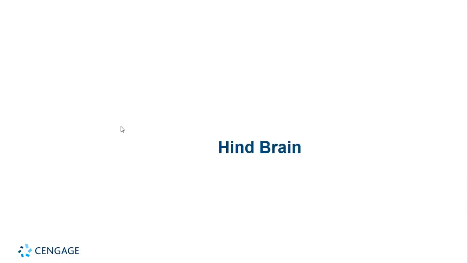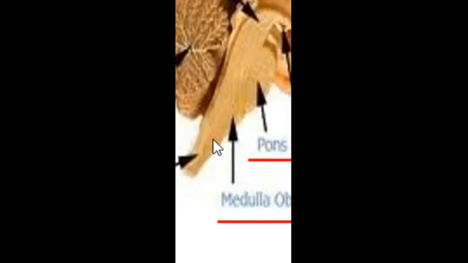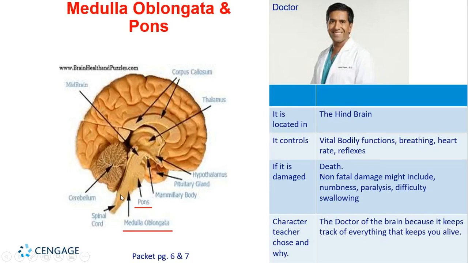Now, let me start here with the hindbrain. In the hindbrain, you have your medulla. Here is your brainstem, okay? And it's kind of the lower portion of your brainstem before you get to the spinal cord. Without your medulla, you would die. It is your medulla that keeps you alive. It controls all of your vital bodily functions, including breathing, your heart rate, a lot of your reflexes. If you damage your medulla, it is very difficult for you to stay alive.